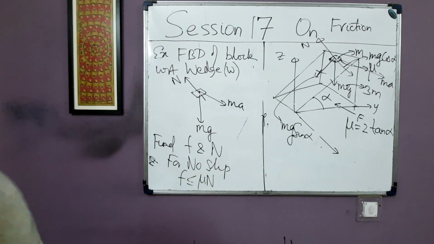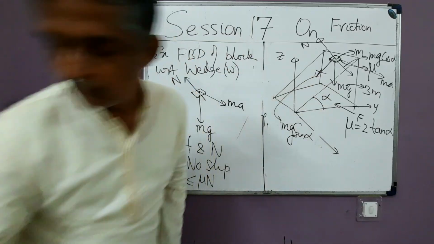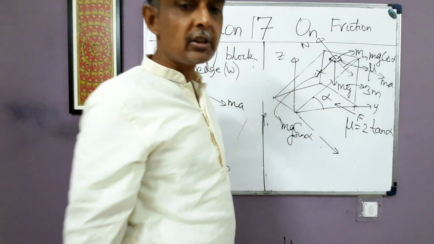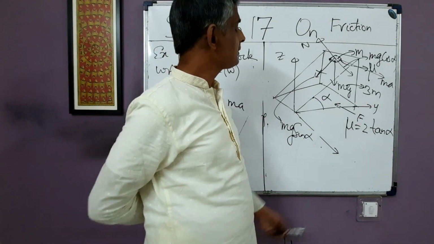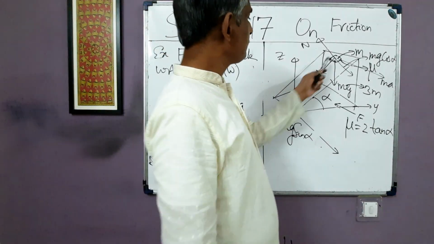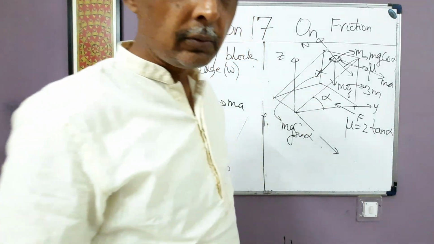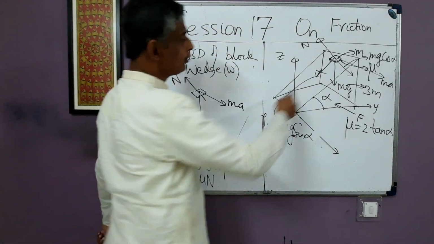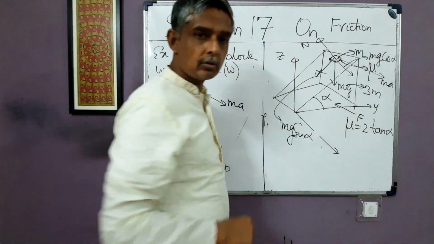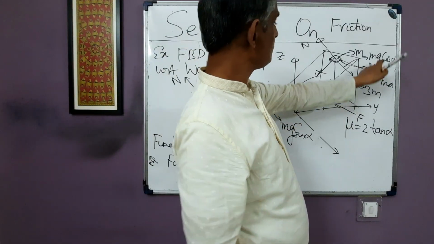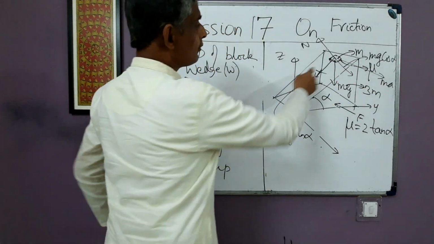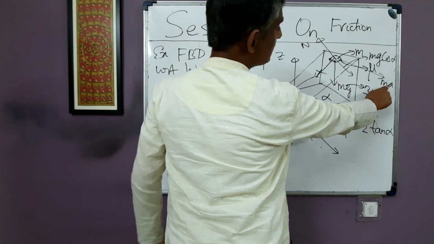So now we can determine the value of f. It is required that the block should not slip with respect to the wedge incline. So this means the acceleration of the block with respect to the wedge incline should be 0. That means the net force on the block with respect to the wedge incline should be 0. Now for the net force to become 0, ma and mg sin alpha should be cancelled out. So ma, mg cos alpha, mg sin alpha and friction should all cancel each other.